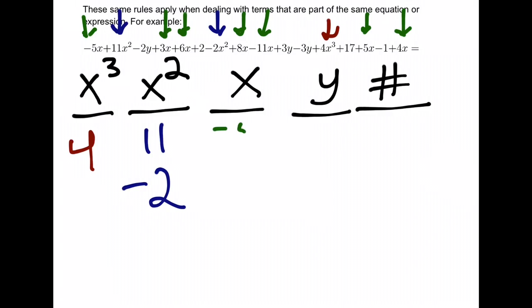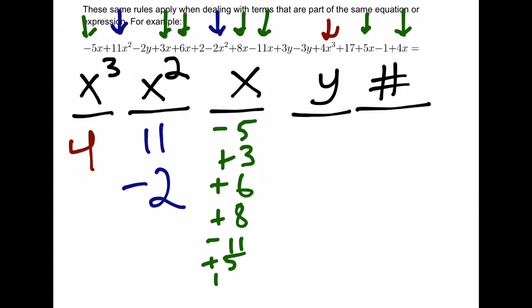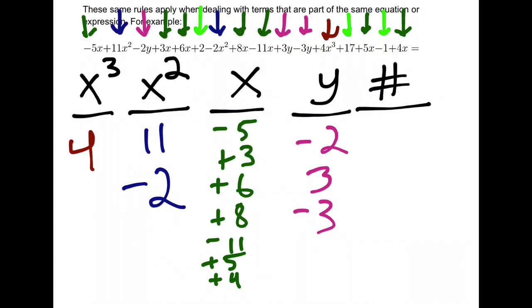If I write down all of the coefficients: negative 5, positive 3, positive 6, positive 8, negative 11, positive 5, and positive 4. I have 3 different y terms, a negative 2, a positive 3, and a negative 3. Lastly, my constants. There is a 2, a 17, and a negative 1.